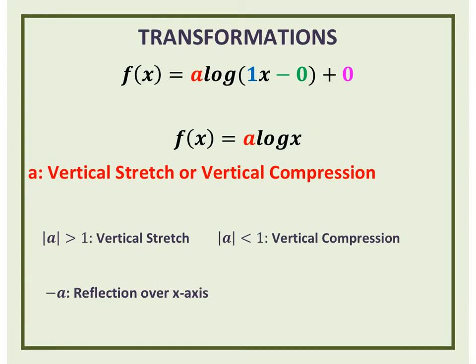So here's what we just talked about here. So transformations, what does a do? Now guys, when we're multiplying, a is always 1 if you don't see a number. B is always 1 if you don't see a number. H and k are zeros if you don't see the number.